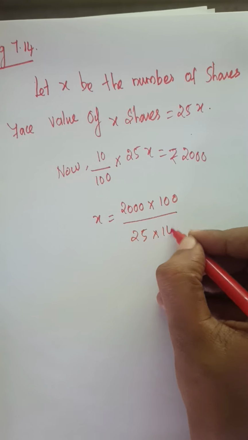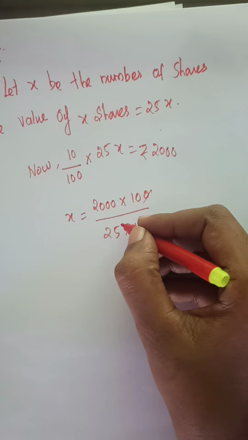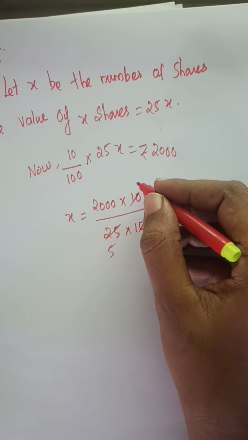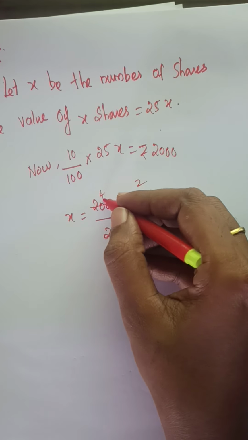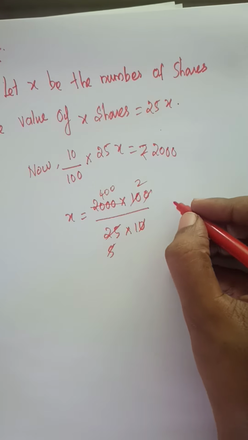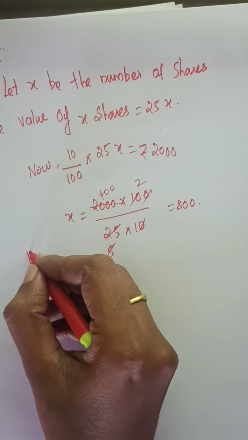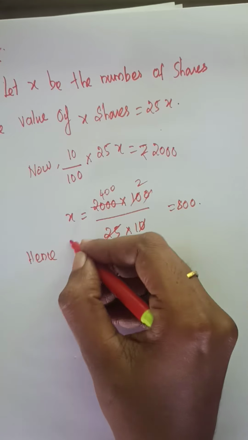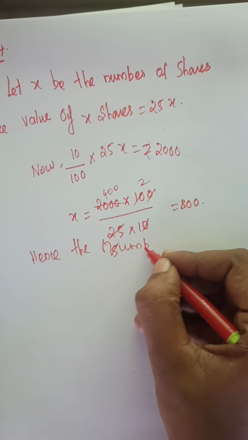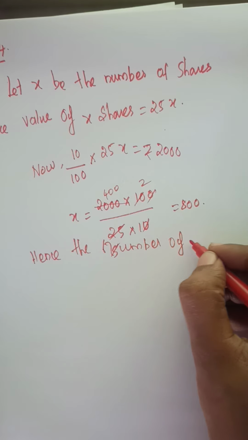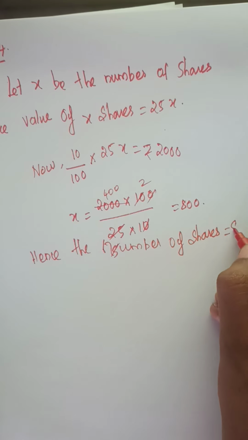25 into 10. Okay, so cancel. In 25 it will be 5, and here it will be 2. Again cancel, 5 table for 400. So what's the value? 800. What's the value of the number of shares? Hence the number of shares is equal to 800.